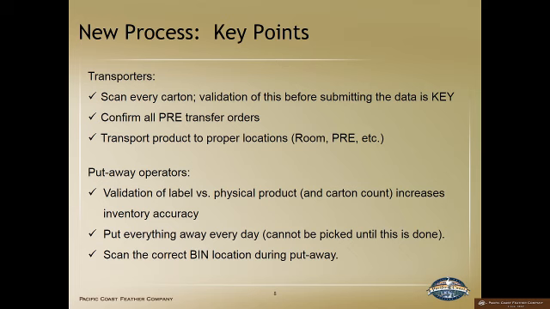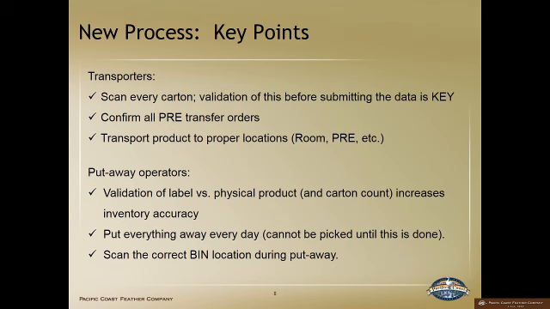For our put away, we need to make sure that we validate that the label and the physical product match. So we'll look at the gun and make sure we scanned every carton. We'll look at the label when we put the label on the pallet, and then when we do the put away, we should also be looking at the label. There's three chances there to get it right. We should get it right 100% of the time. And put away everything every day. This is very important because things that aren't put away can't be picked or sold.